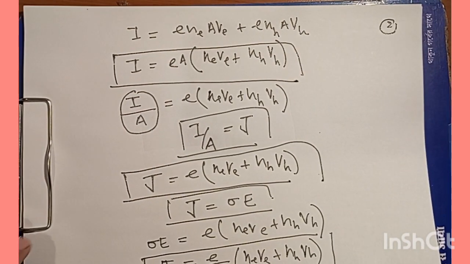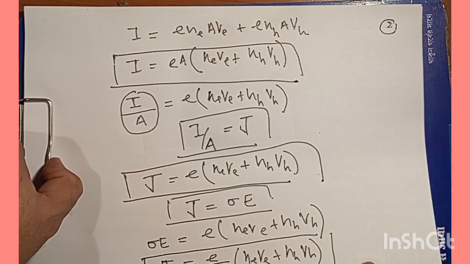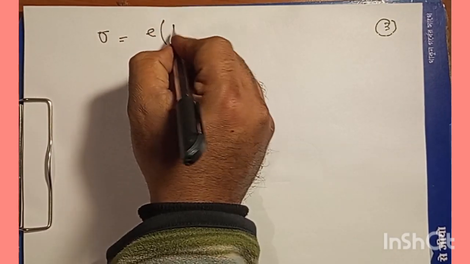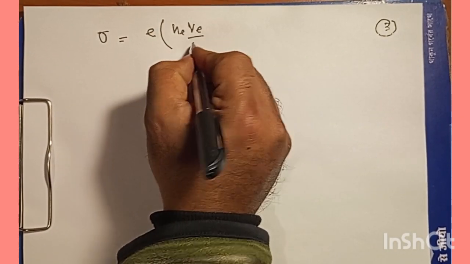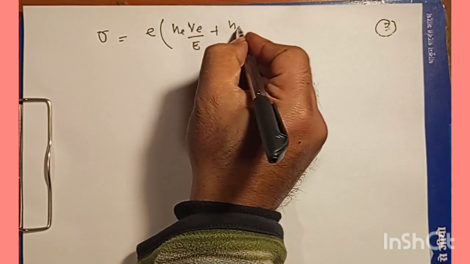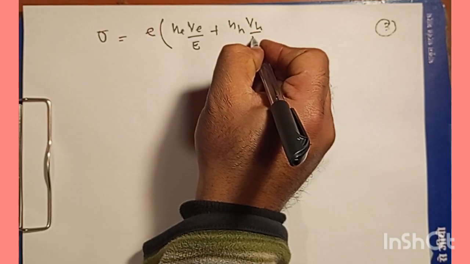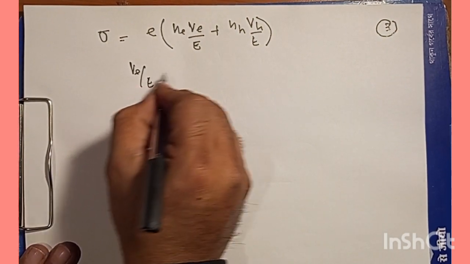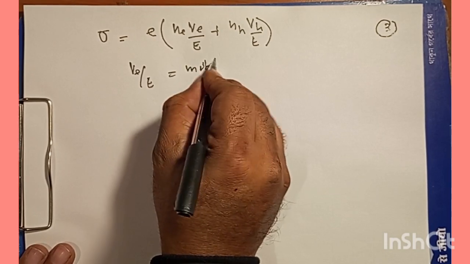Now, from here, we can think of this electric field. We can take this electric field inside, and we can have sigma equal to e times (N_e V_e by E plus N_h V_h by E). Now this mathematical ratio between the drift velocity and electric field, we call the mobility. So this V_e by E is nothing but mobility.